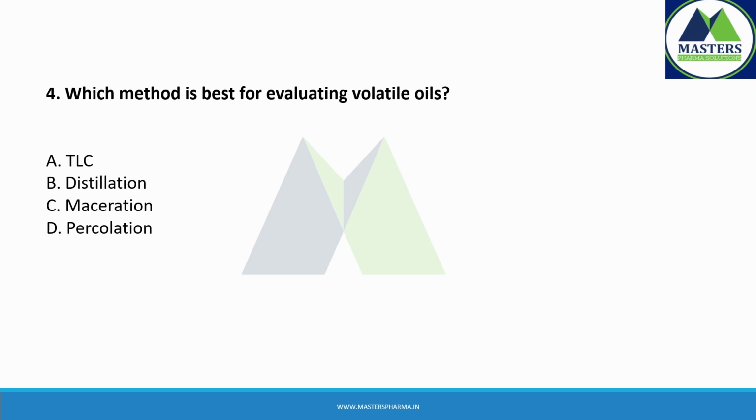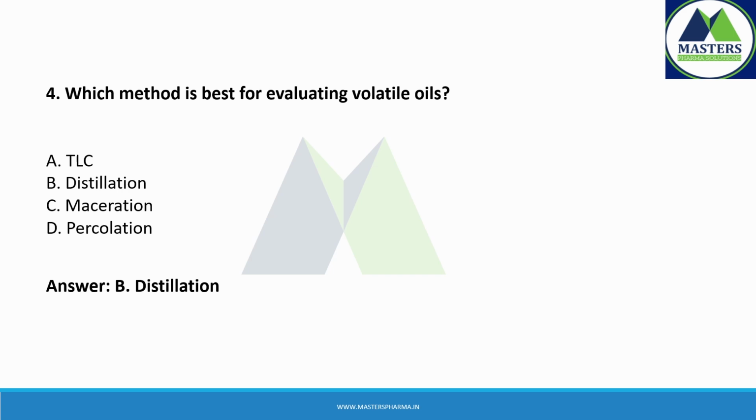The next question. Which method is best for evaluating volatile oils? Options: TLC, thin layer chromatography, distillation, maceration and percolation. The correct option is option B, distillation. Distillation, especially steam distillation, is the best method for evaluating volatile oils because it separates and quantifies the volatile components without decomposing them. It is the standard pharmacopoeial method for determining the volatile content.